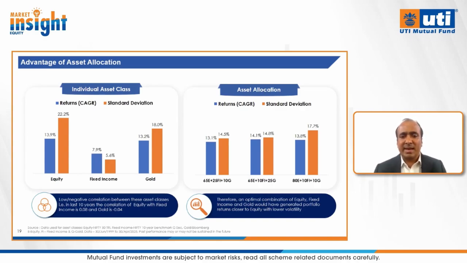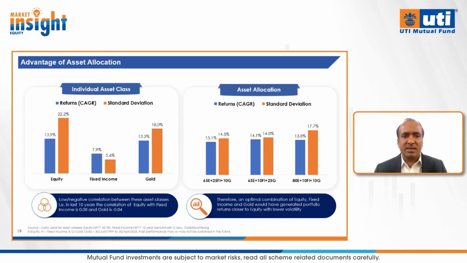If you look at the right hand side, we have mentioned static allocation across these three asset classes and how the portfolio would have performed. While equity as an asset class has delivered 13.9% return in the last 25-26 years, 65% equity, 25% fixed income, and 10% gold would have yielded 13.1%, which is just about 0.8% lower than equity as an asset class. But at the same time, the portfolio volatility would have fallen significantly from 22% to about 14%. So which means that on a risk-adjusted performance basis, asset allocation strategy could have delivered a much better outcome.